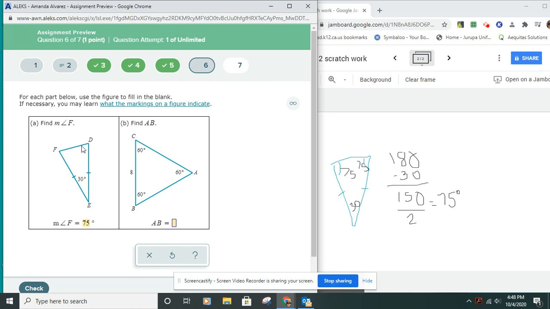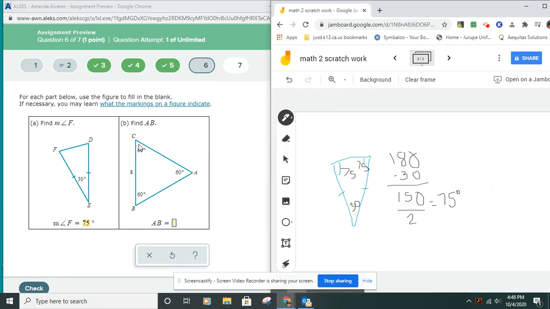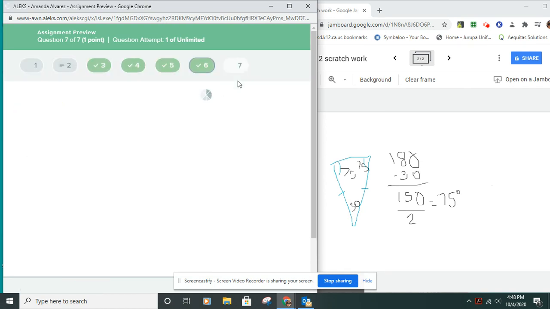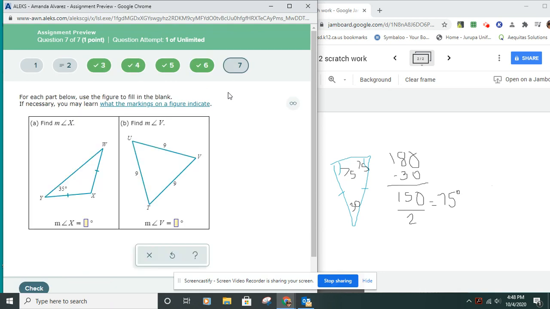So the measure of angle F and the measure of angle D are both 75, but at E, it's only 30. All right, and then looking at B, I can see 60, 60, 60 for the angles, so I know it's equiangular. Therefore, it's equilateral. So all the sides are the same measurement. So it doesn't matter if it's asking me for AB or AC, they're all 8. The side lengths are 8. Just make sure you know if it's asking for the measure of an angle or the length of a side. Check that. It's correct. And let's do one more example.